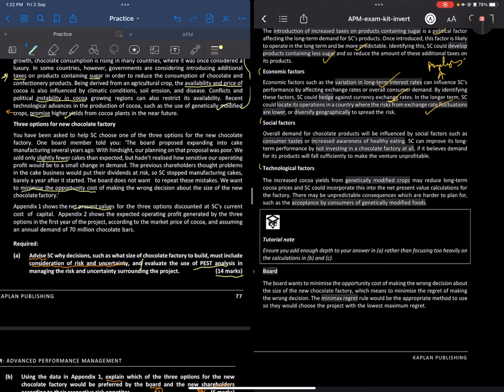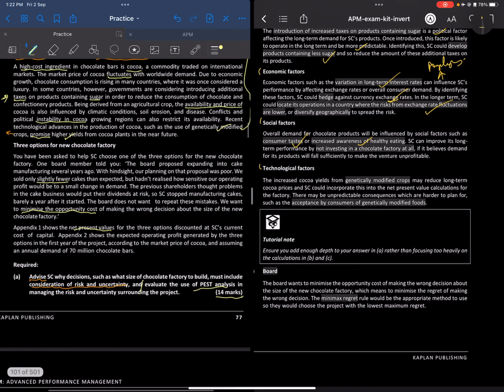For social factors, the overall demand for chocolate products will be influenced by social factors as well, such as consumers' taste and increased awareness of healthy eating. So SC can improve its long-term performance by not investing in a factory at all if it believes demand for its product will fall sufficiently to make the venture unprofitable, right?